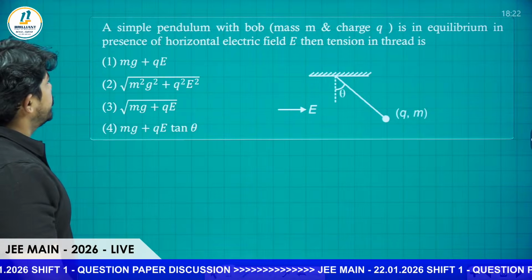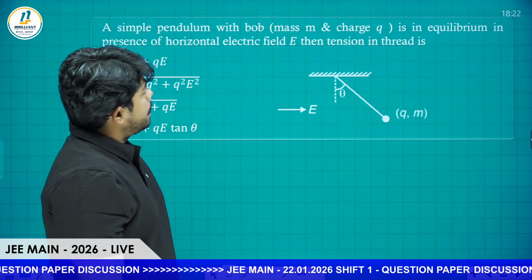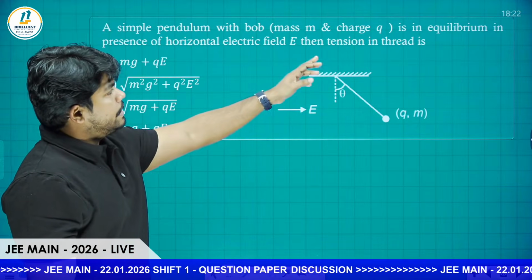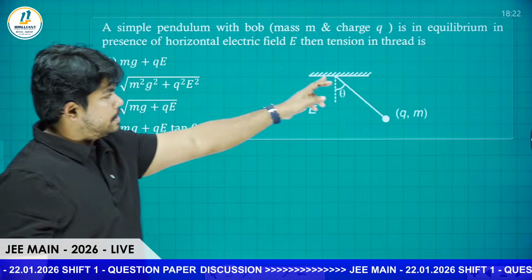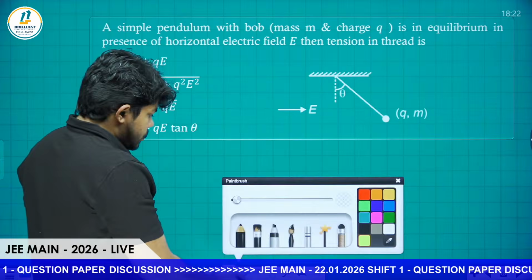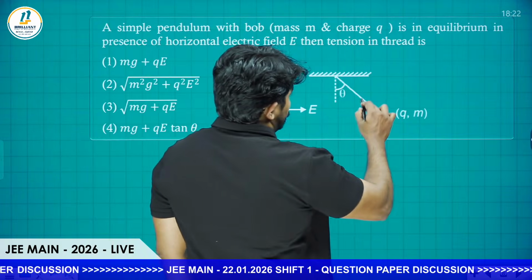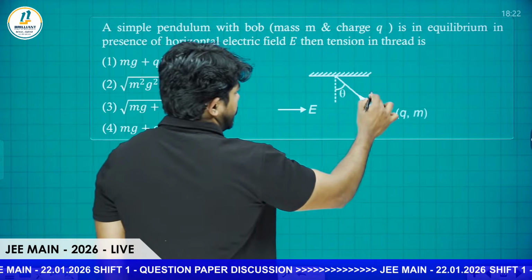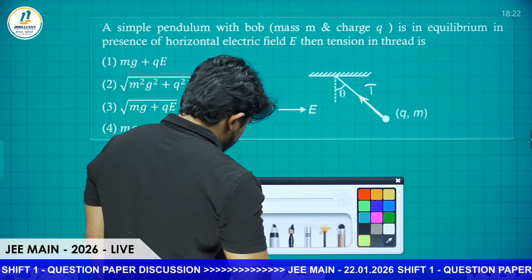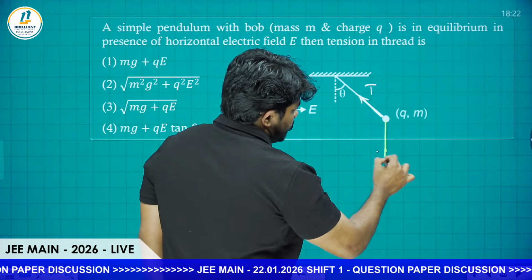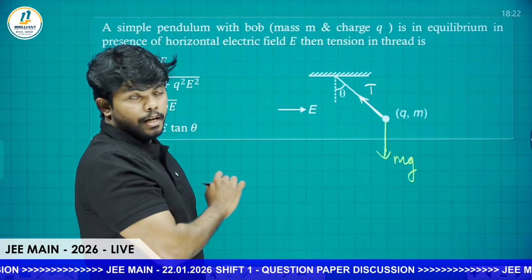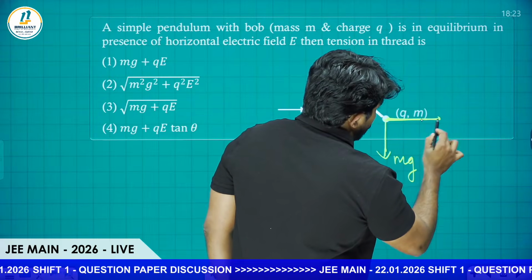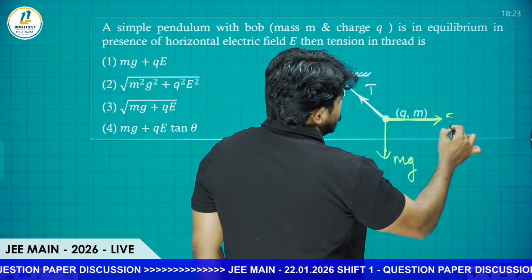The next one: a simple pendulum with a bob of mass m and charge q is in equilibrium in the presence of a horizontal electric field. Then the tension in the thread, we need to find this tension. We can simplify this. You know that tension will be along the string, away from the fixed point. And what will be the other forces acting here? One will be the weight, mg, and the other force, because we are taking a positive charge, there will be a force on this charge due to the electric field, which is qE.